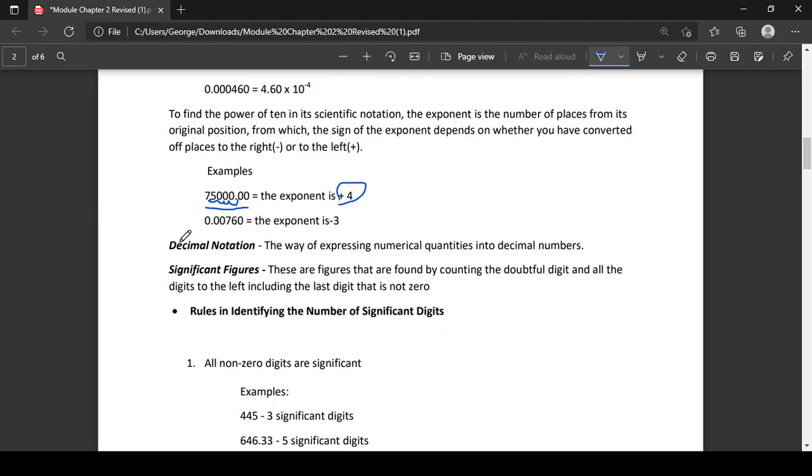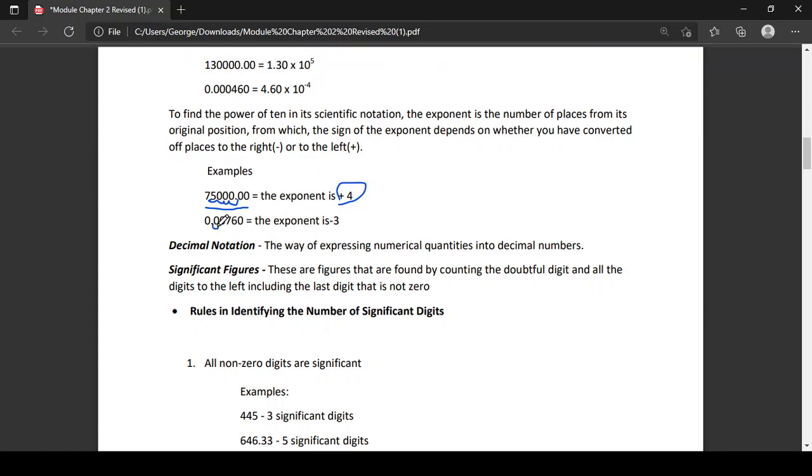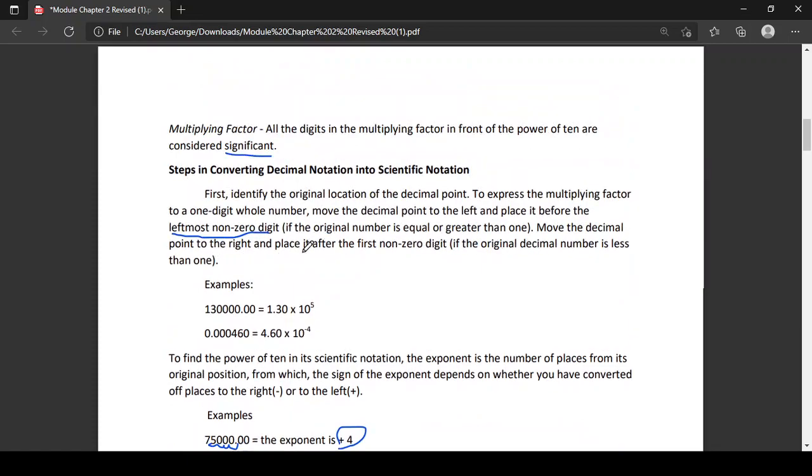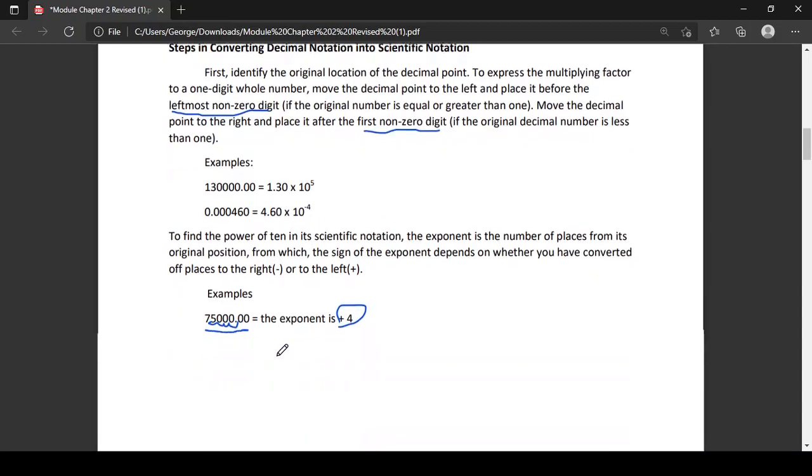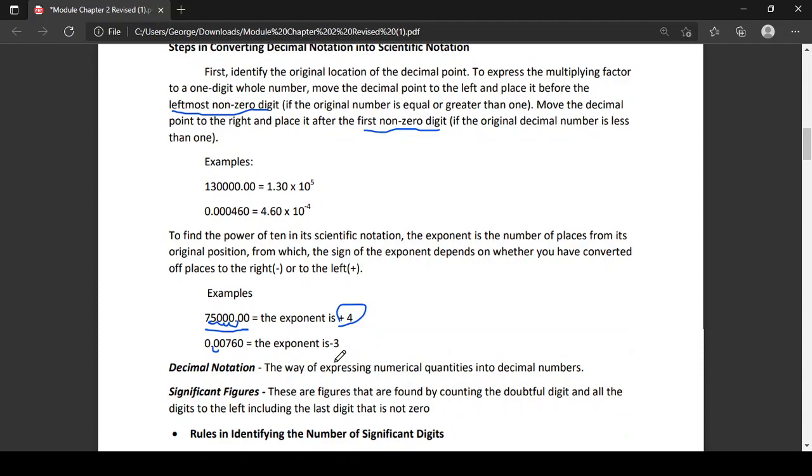Now, kids, in 0.00760, do we stop, where do we jump to? To the 7 or the 6? 7, sir. 7. That's why it is negative, kids, we should stop at the first non-zero digit. If it is less than 1, take note. Is 0.00760 less than 1? Or more than 1? Less than, sir. It is less than 1, therefore we stop at the leftmost non-zero digit or first non-zero digit.